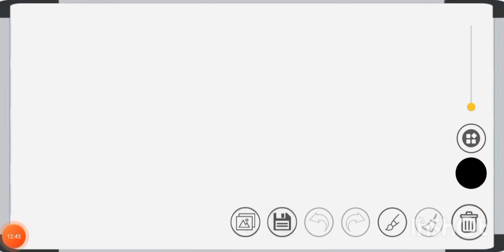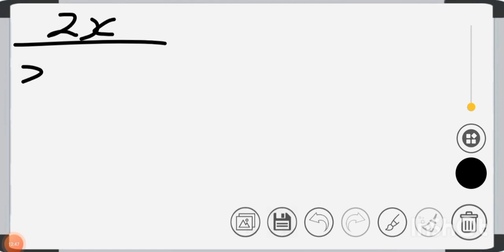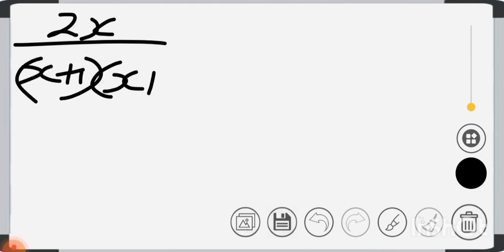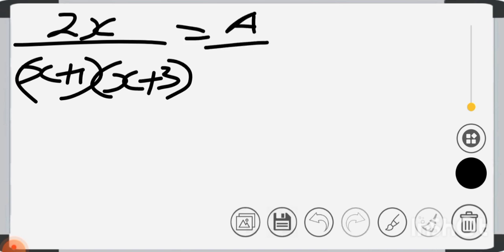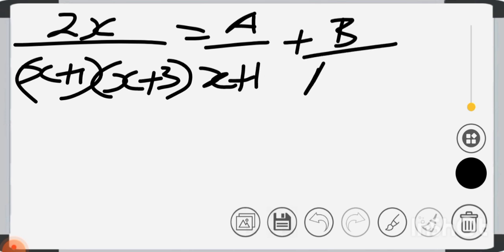Now let me see, I have 2s to be resolved into partial fractions over s plus 1 and s plus 3. Take note, this must not be s plus 1 and s plus 3 squared. This one is just a question example. So this will be a over s plus 1 plus b over s plus 3.